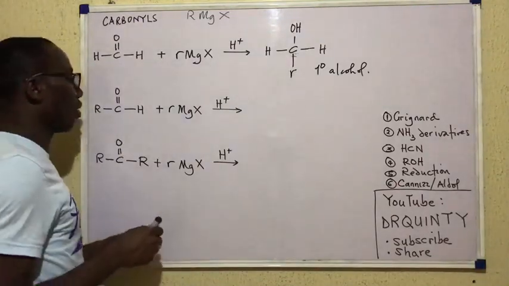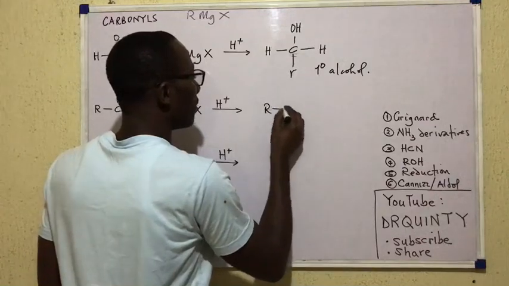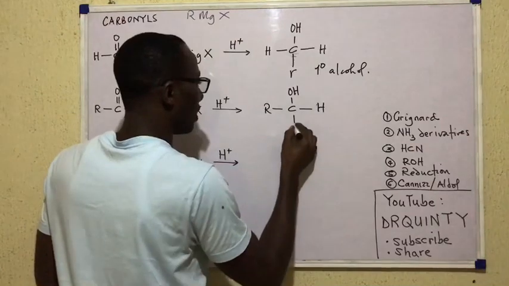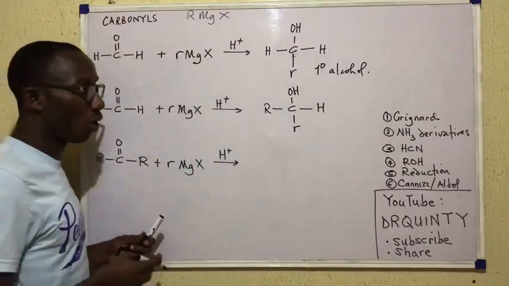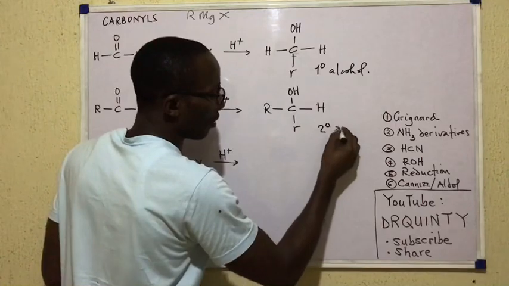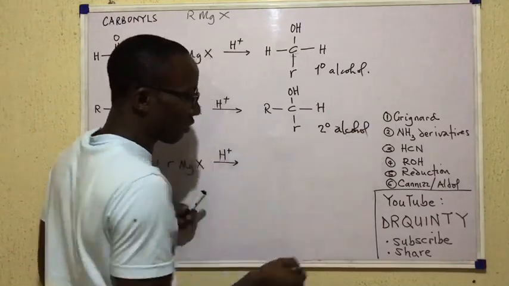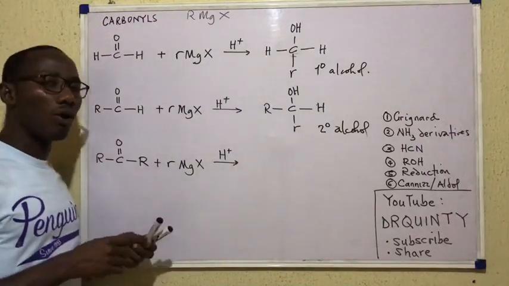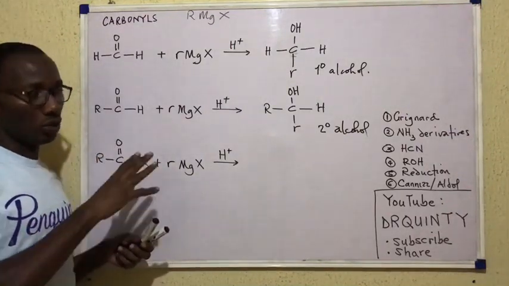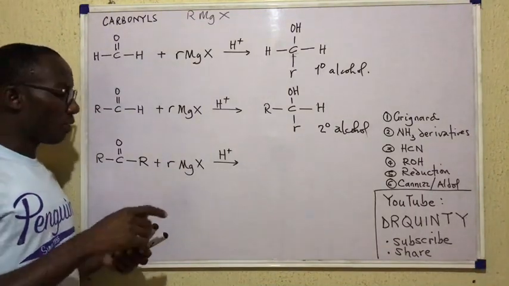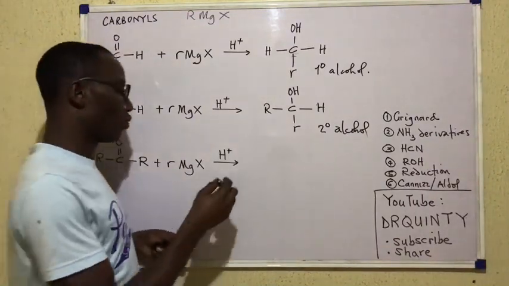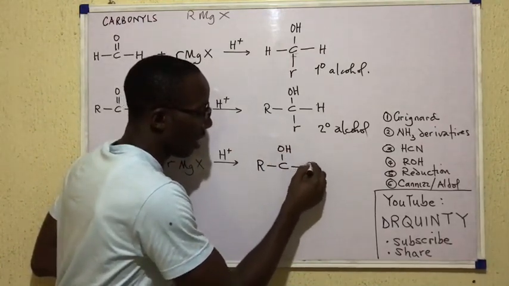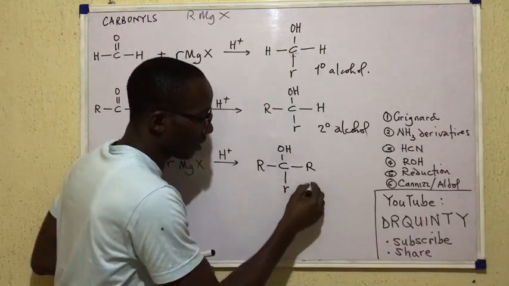Then in this case, what we have would be written as R, C, then OH. This is H, and then down here we have R. That's also an alcohol, but this time the alcohol is secondary. Again, if you don't know how to classify alcohols, primary, secondary, tertiary, you'd have to watch my alcohols 1 video. I showed the classification there. Then, in this third case, what I get will be written as R, C, OH, and then R, then down here R. This is a tertiary alcohol.